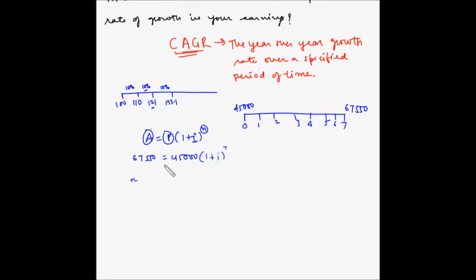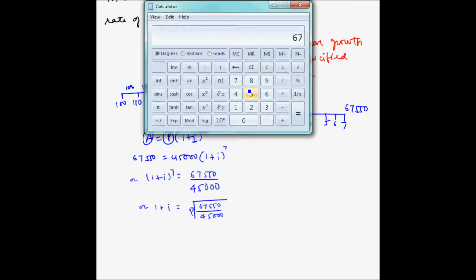So (1 plus i) to the power 7 is equal to 67,550 divided by 45,000, or 1 plus i is equal to the 7th root of 67,550 divided by 45,000. So let's find this out. 67,550 divided by 45,000 is equal to 1.501, and we want to take the 7th root.